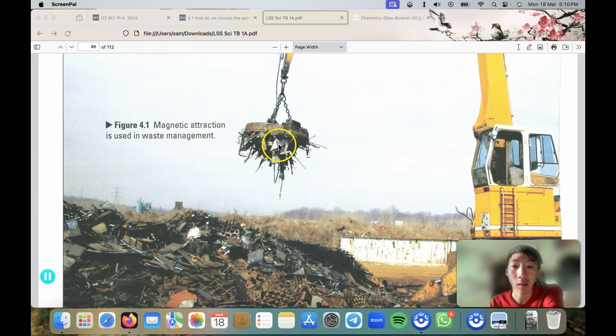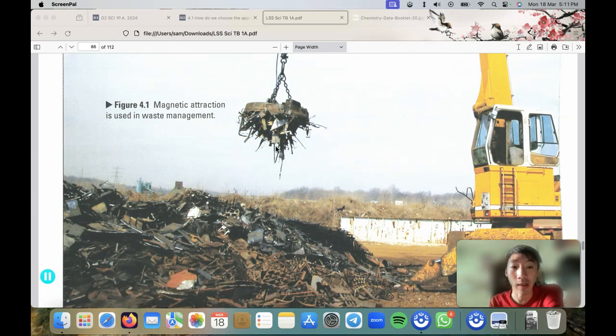Then what can the people do with this, right? They can resell it. They can resell this stuff, the iron, all that. They can turn it to steel, right? And then use it for other purposes. Okay, so that's called recycling.